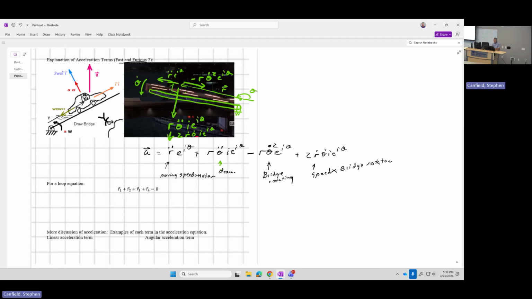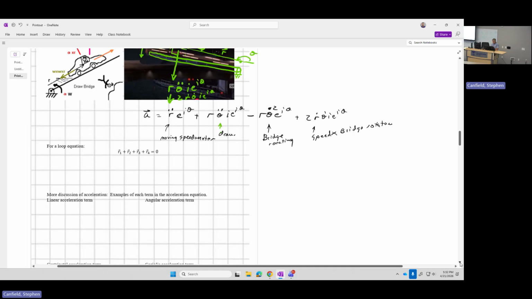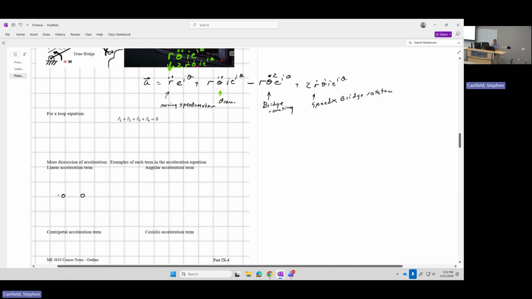All right, so if you have a hard time thinking about the directions, just think of Fast and Furious. Go watch an episode or two. I don't know if any of it makes sense, but watch an episode or two. Okay, a couple examples. I'm going to try to make this pretty quick, but a couple examples of each of these. Where would you feel linear acceleration?